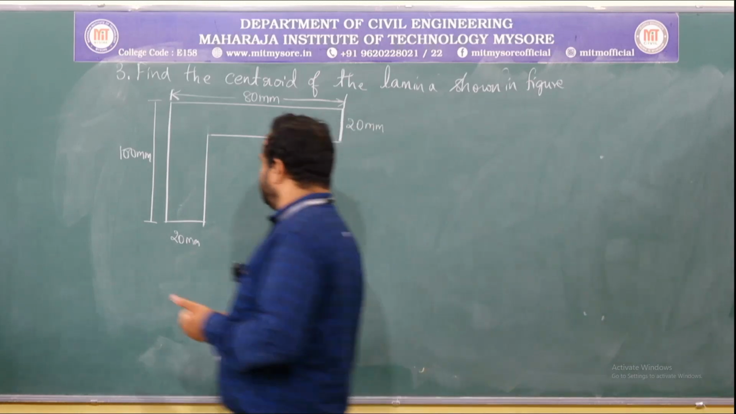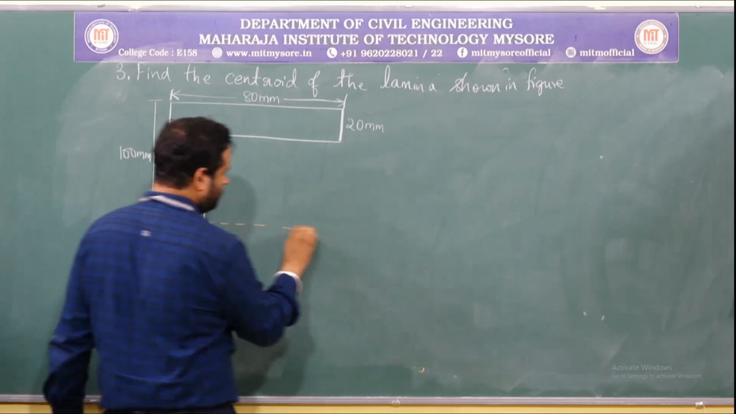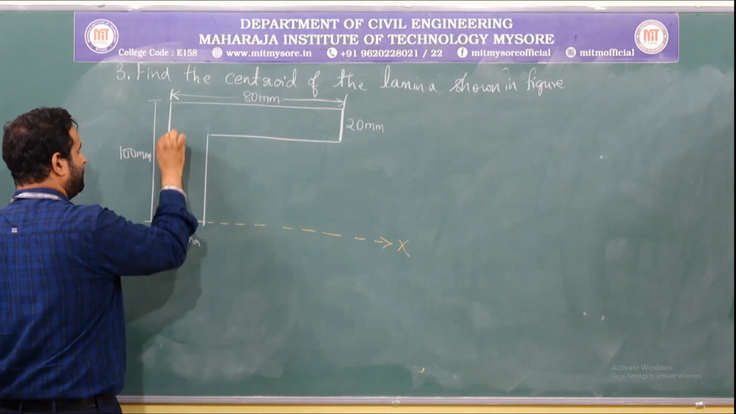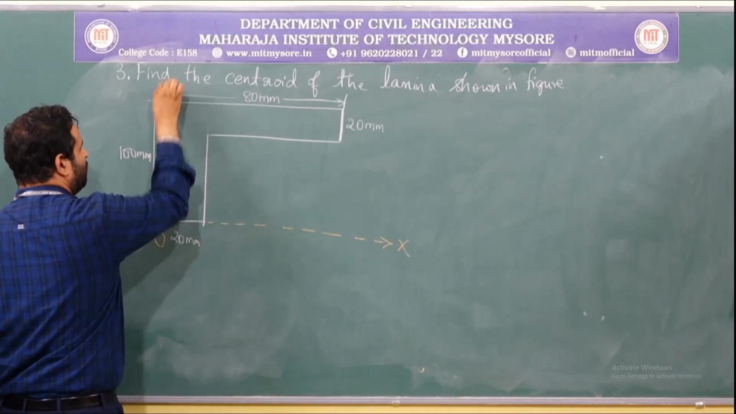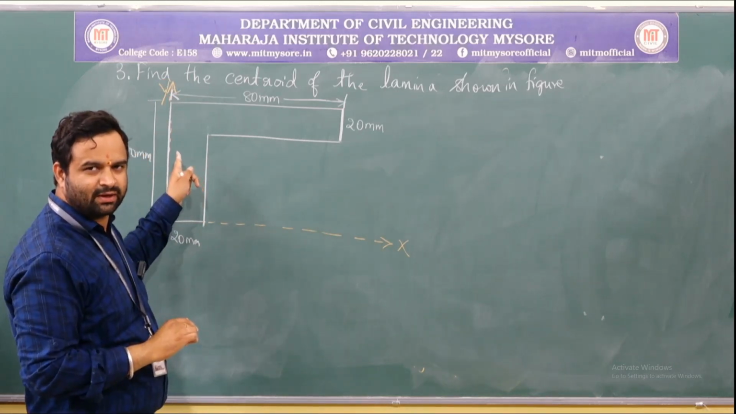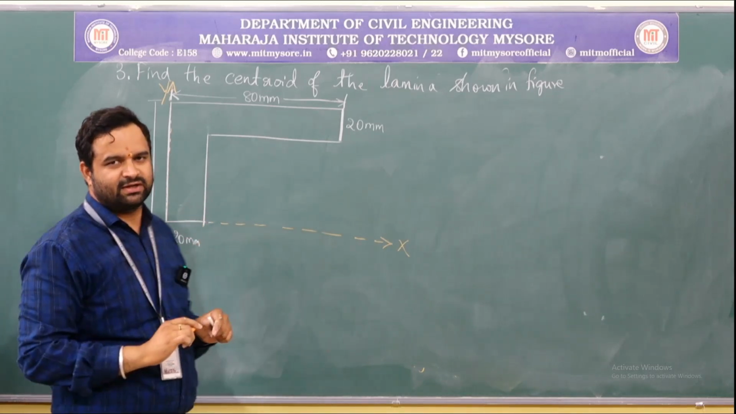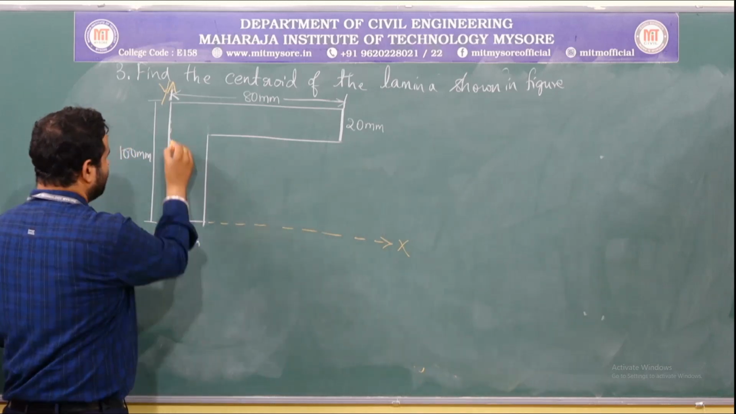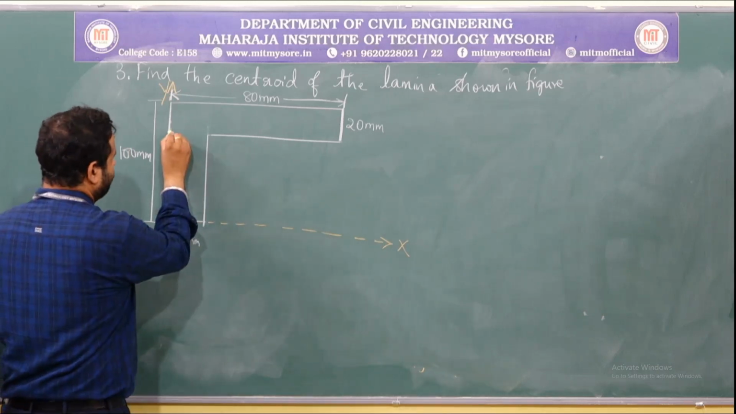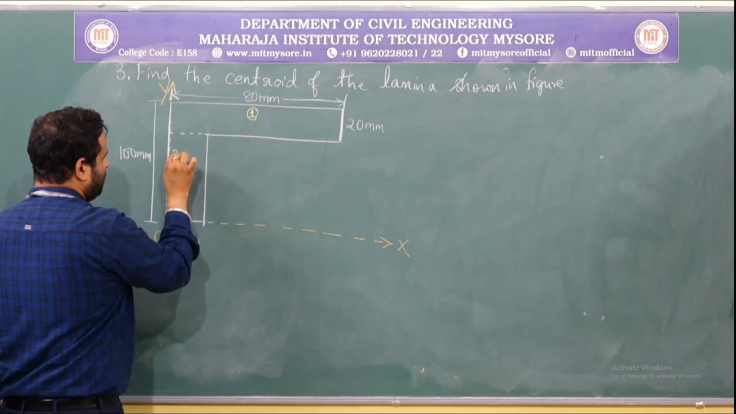So now let me take this as origin and this as the OX axis and this as the OY axis. So do you find any axis of symmetry here? Any symmetrical axis? No. So what we can do is write the referral axis, and next we shall divide this into known components. So let this be component number 1, component number 2.